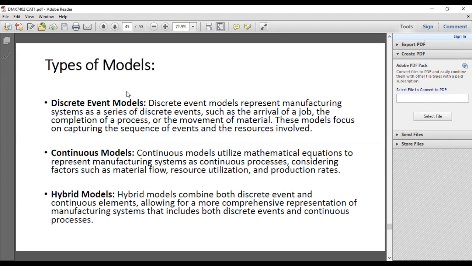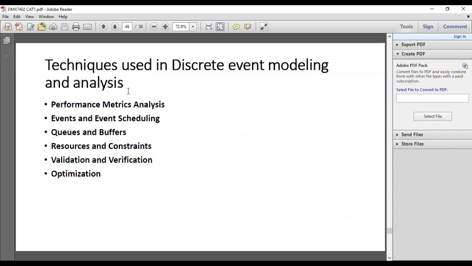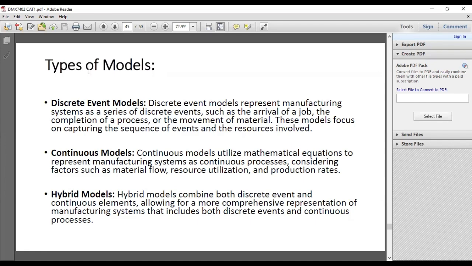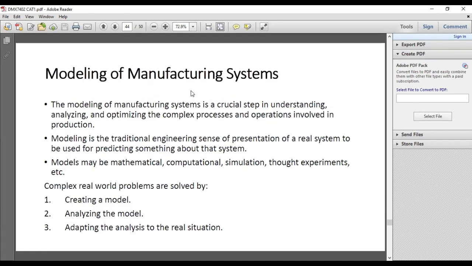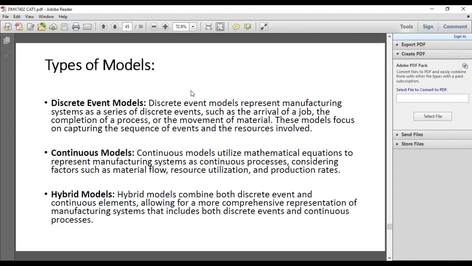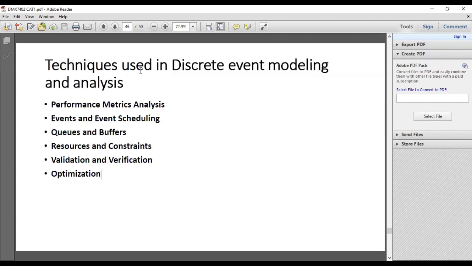Maybe the question might be to introduce different kinds of techniques used in modeling of manufacturing systems. So one technique might be discrete event modeling. Discrete means we judge the type of manufacturing system according to the manufacturing process.